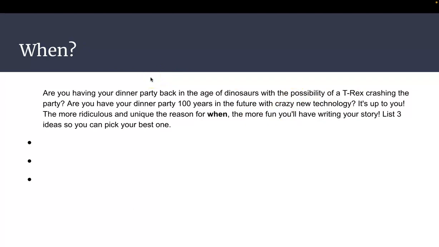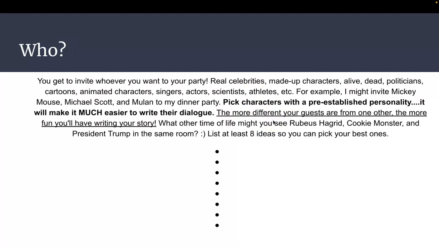It's fine if you want your party to just be in present day, that's no big deal. But you could also make it kind of weird and interesting and unique. Maybe it's happening back in the age of dinosaurs and a T-Rex crashes in and starts eating your guests. Or maybe it's 100 years in the future and there's cool, crazy technology. Anything goes.